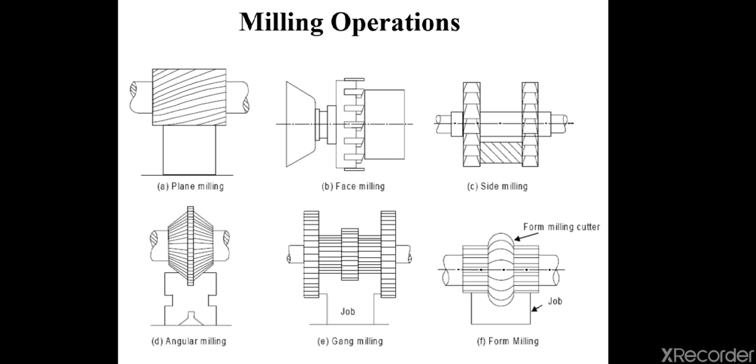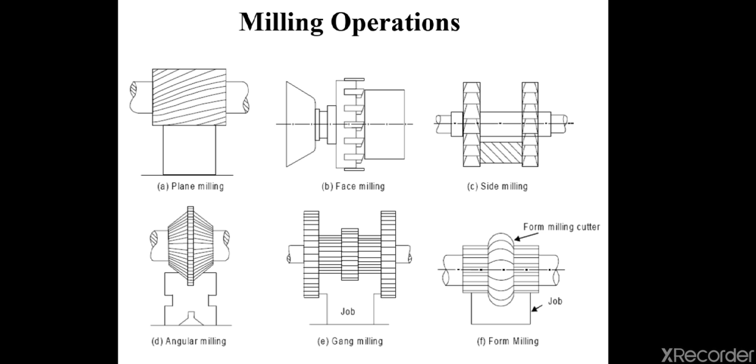In this figure, there are shown different types of operations performed on a milling machine, as figure A, B, C, D, E, F. Now we will see them one by one. In figure A, it is a plane milling operation. The upper portion is the cutter of the milling machine. The bottom block is known as the workpiece.